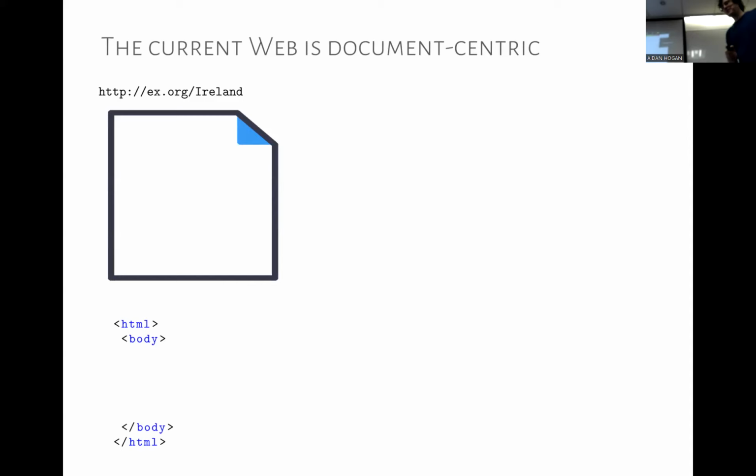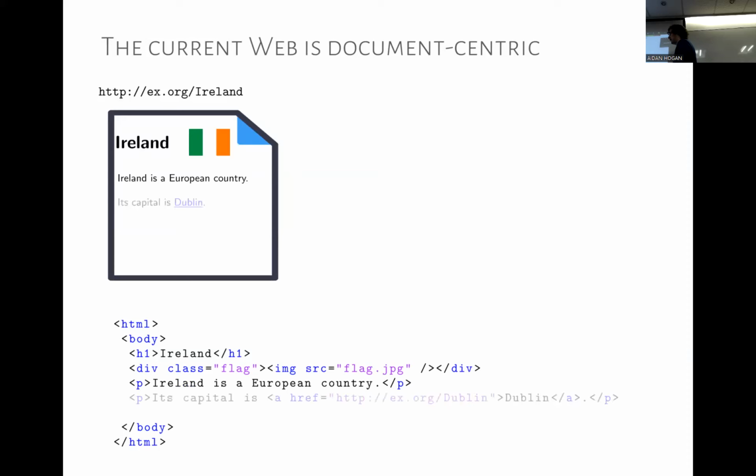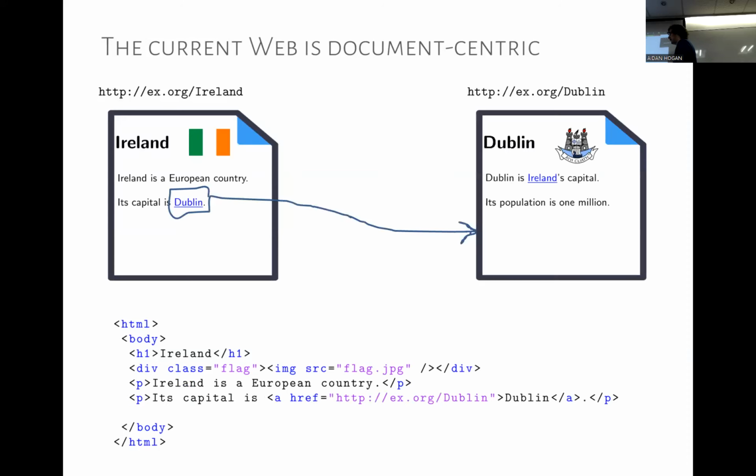Within HTML, we have different tags that represent the structure of a document. We have body tags here that represent that this is the content of the page. We have an H1 tag, which says this is a level 1 header. Then we have a div, or a division, for a flag. So we put an image in there with a source, we put in some paragraph, we put in another paragraph, we put in a link, and that link goes to some other web page. This is essentially, at its core, the web.